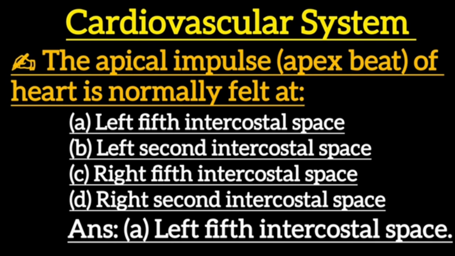Next question is, the apical impulse apex beat of heart is normally felt at option A, left fifth intercostal space. Option B, left second intercostal space. Option C, right fifth intercostal space. Option D, right second intercostal space. Correct answer is option A, left fifth intercostal space.